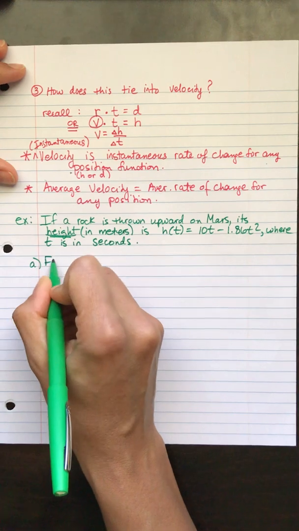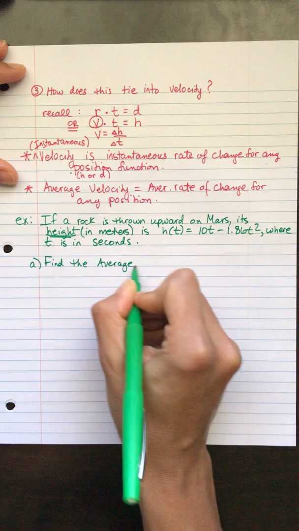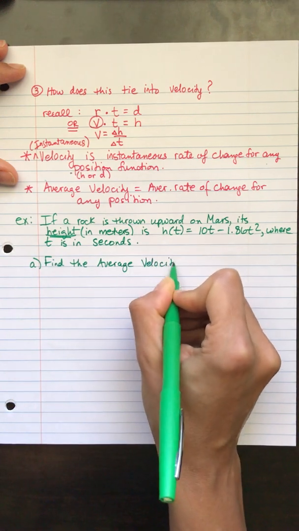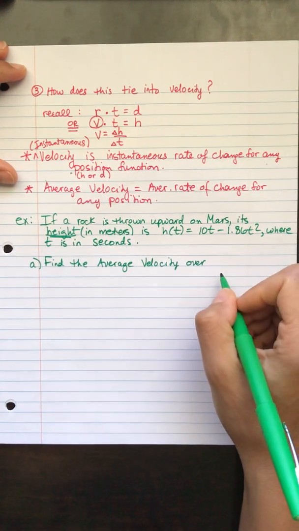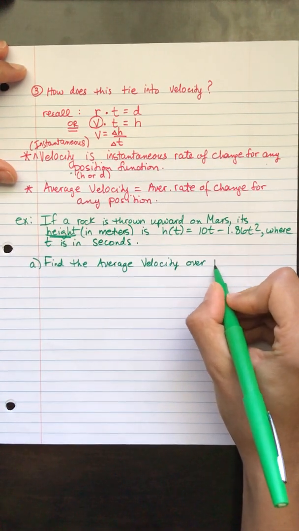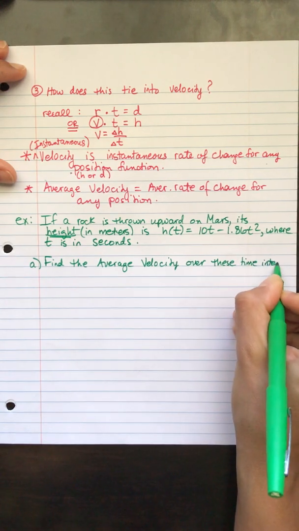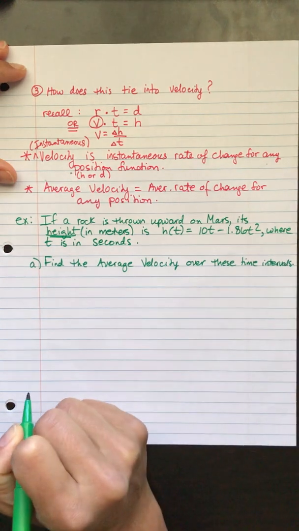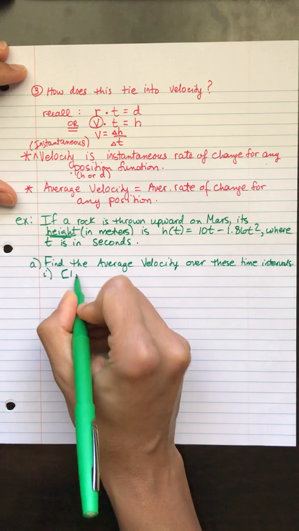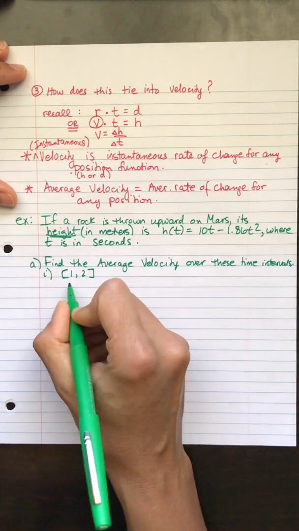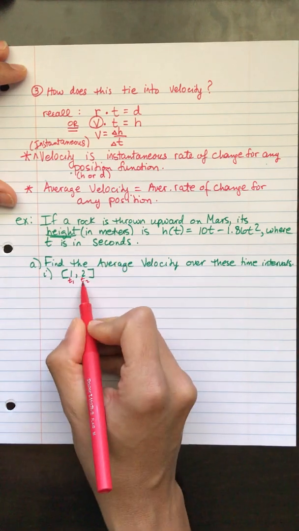All right. A, find the average velocity over these time intervals. Okay, so 1. The first time interval is 1 to 2. This is not a point. Look at the brackets. This is like T1 and T2, from time 1 to time 2.